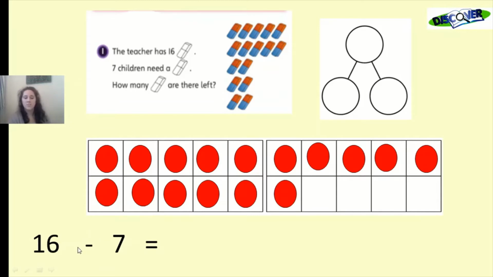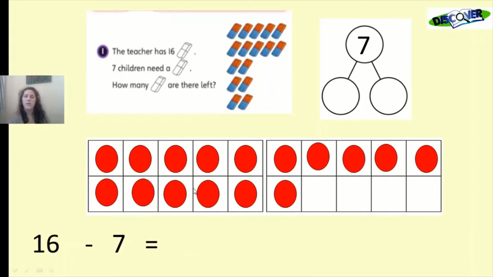Now, my question is asking me to take away 7. If I counted back 7, counting as I go, that could take me quite a long time. So we're going to see if there is a quicker way of doing this. Let's have a think. So we'll start by seeing if we can partition 7. So I'll put 7 into my part whole model. There it is. Now, I think the easiest way to do this would be to get back to 10 first.